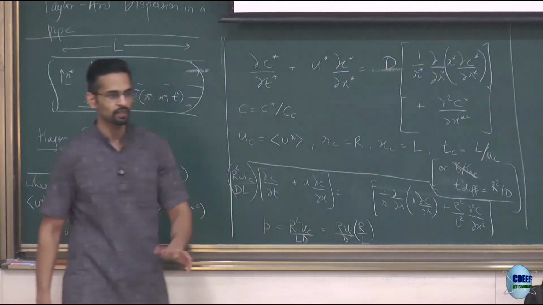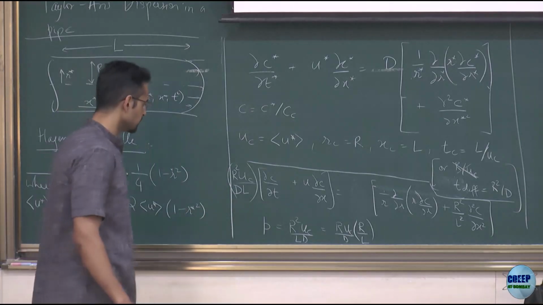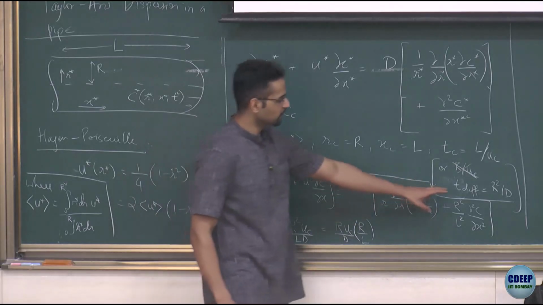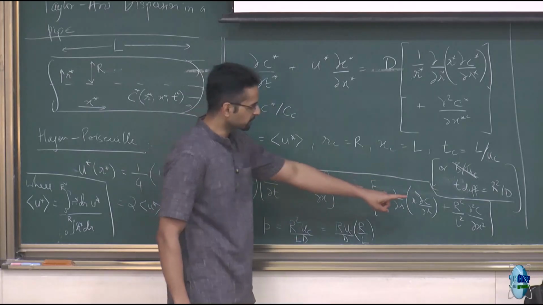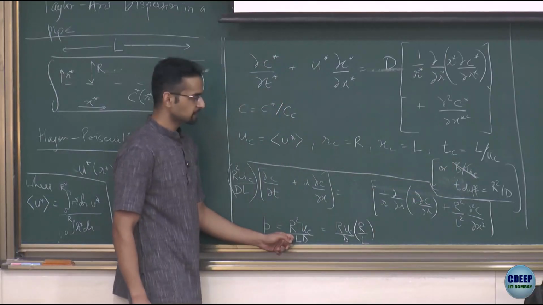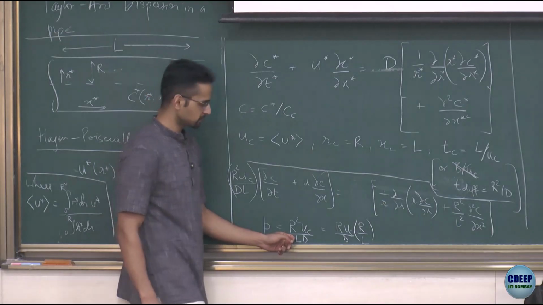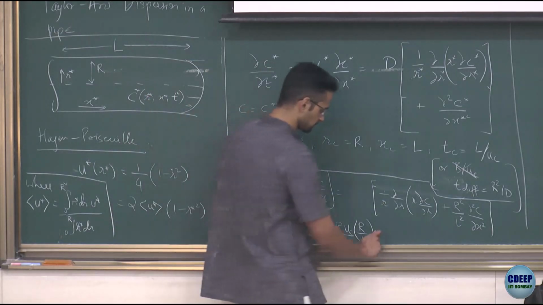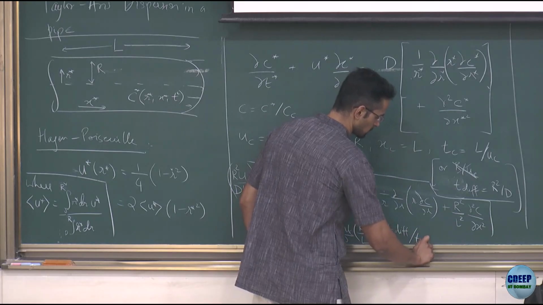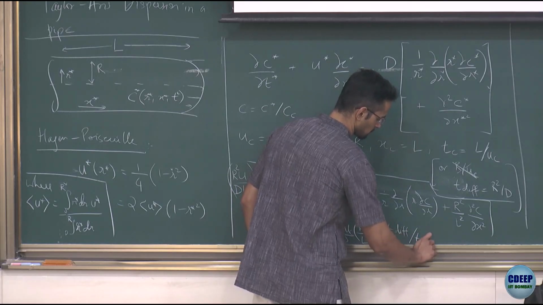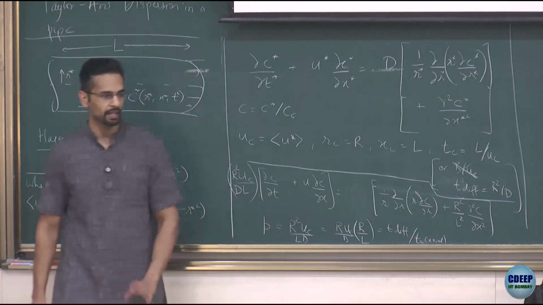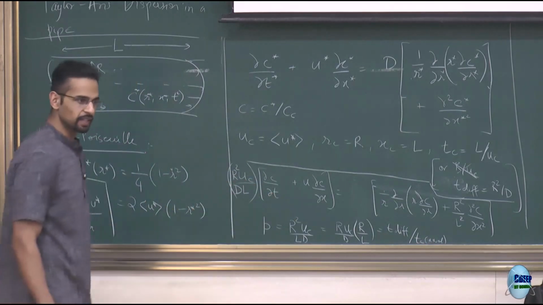The Peclet number is always a ratio of time scales of advection to diffusion, right? The relevant one for us is this R square UC by LD, because that is the ratio, if you see here, of the radial diffusion time to the axial advection time. Right? You can see this as a ratio of the two things. It's a ratio of the diffusion time to the characteristic time which we have chosen to be the axial advection time, correct?